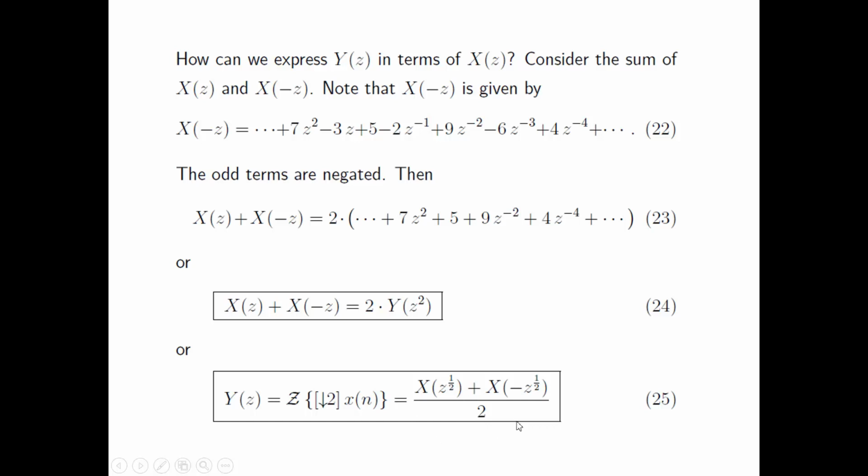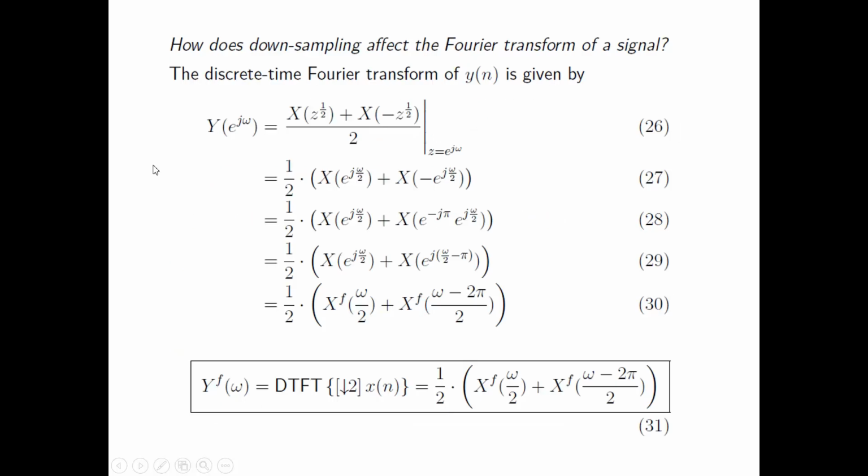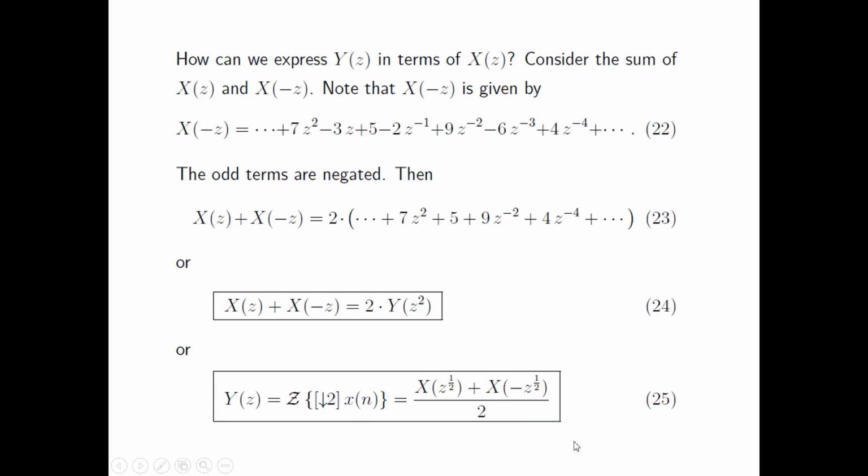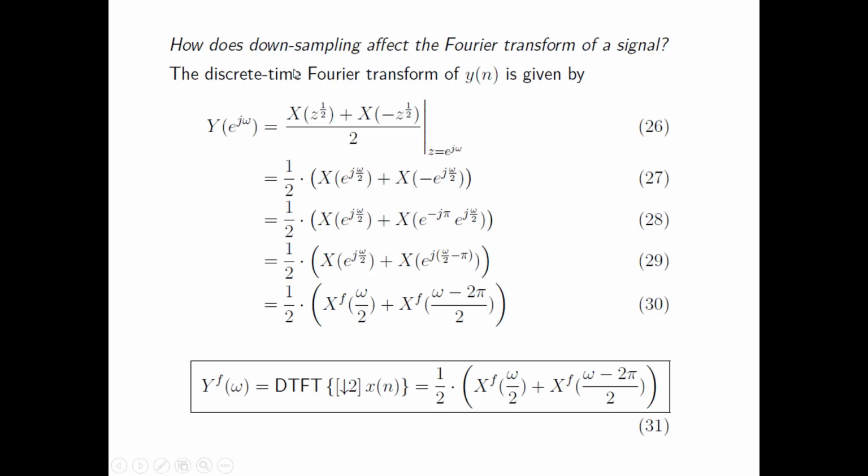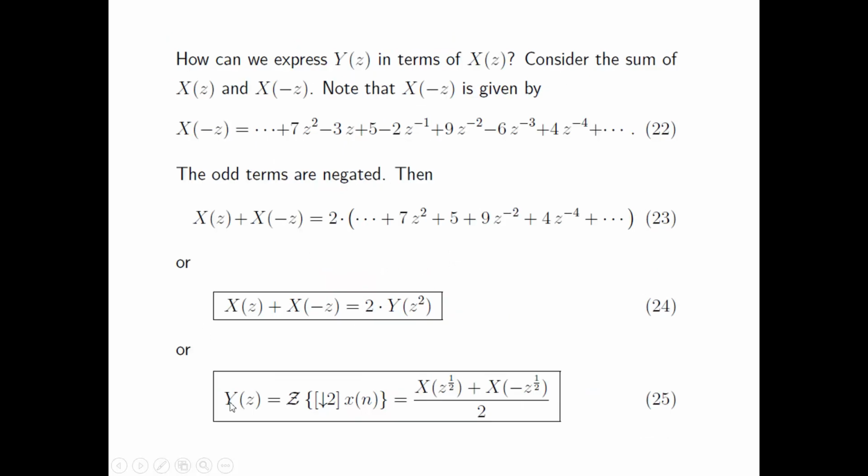Now it is very important to look at this equation, because this part of the equation will correspond to aliasing. How does downsampling affect the Fourier transform of a signal? Let us see how it affects the Fourier transform of the signal. We have already derived this equation, y of z is equal to x of z to the power half plus x of minus z to the power half, whole divided by 2.